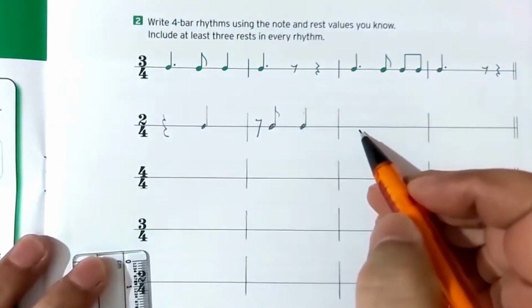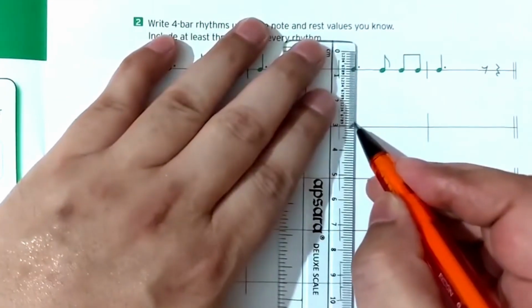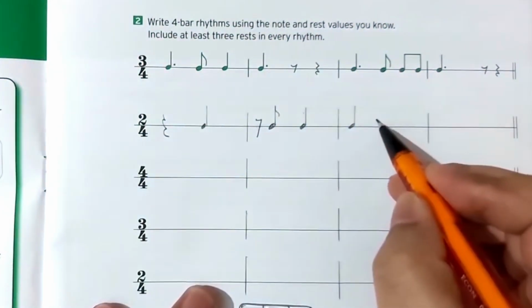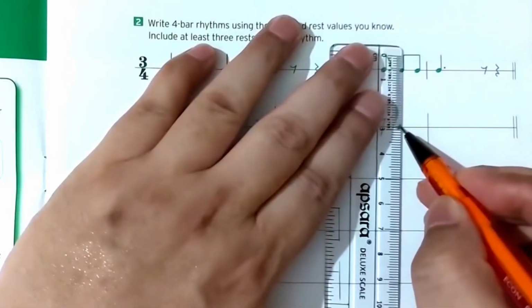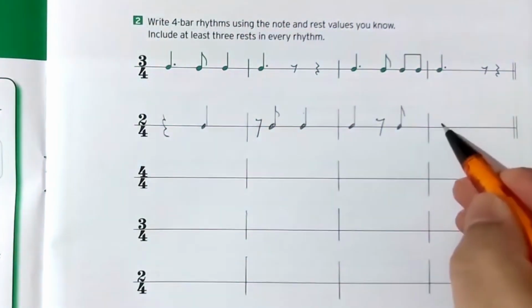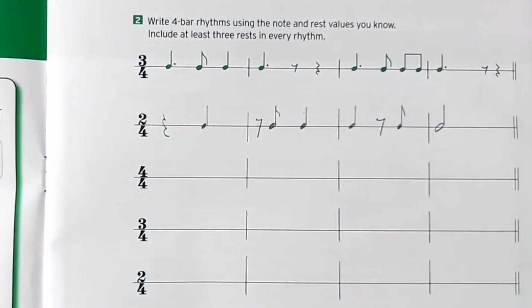Now let's move on to the next one. Here we can make a crochet beat first, and now we can make a quaver rest and one quaver beat. Here we can finish with the minim. Okay, let's move to the next one.